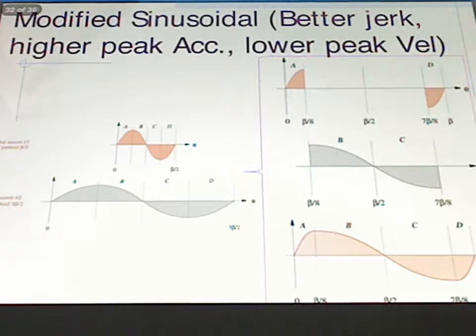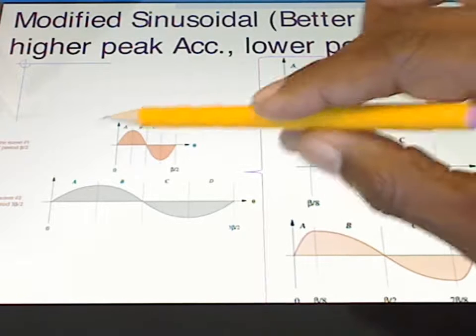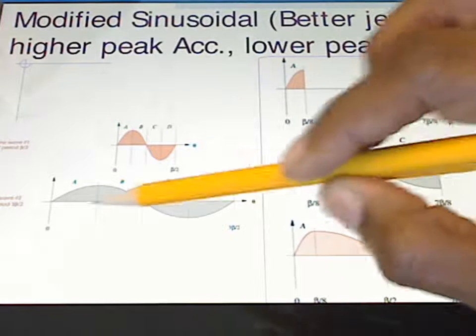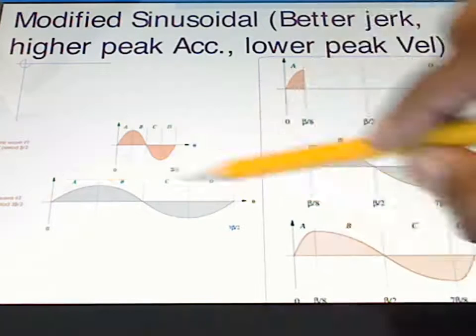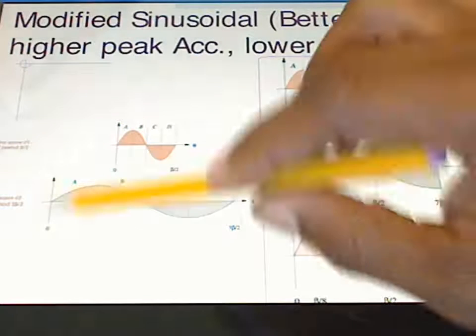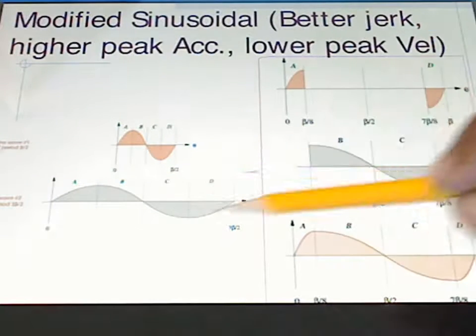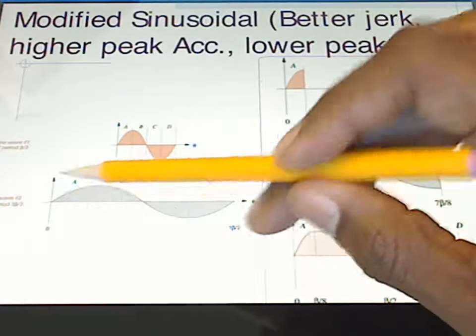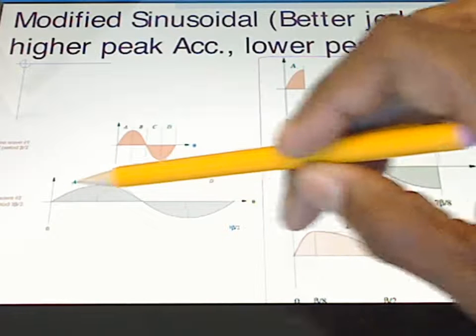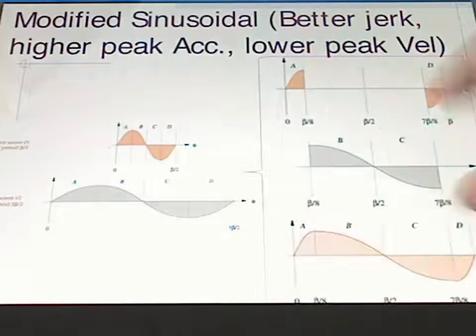Here's another design that works. It is a modified sinusoidal. It has a better jerk, a higher peak acceleration, but a lower peak velocity. We start off with a similar sine function, and then we transform it as follows, where we stretched it out in a way to where we no longer have this straight portion on our acceleration.